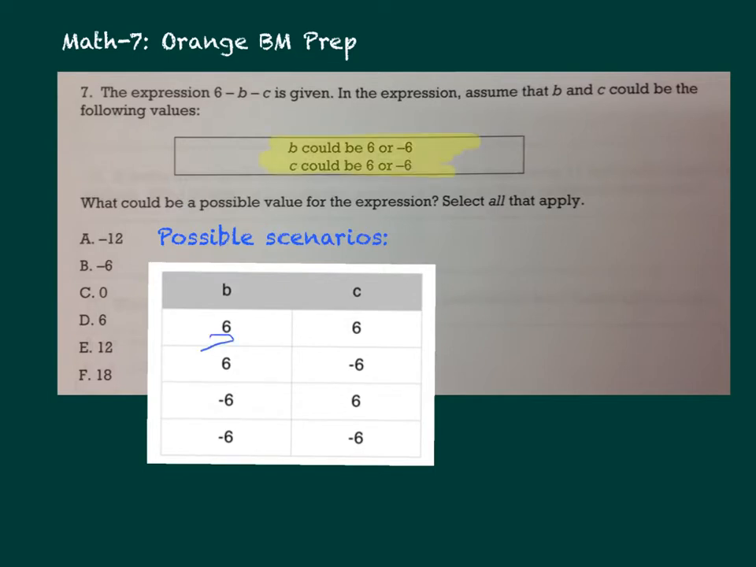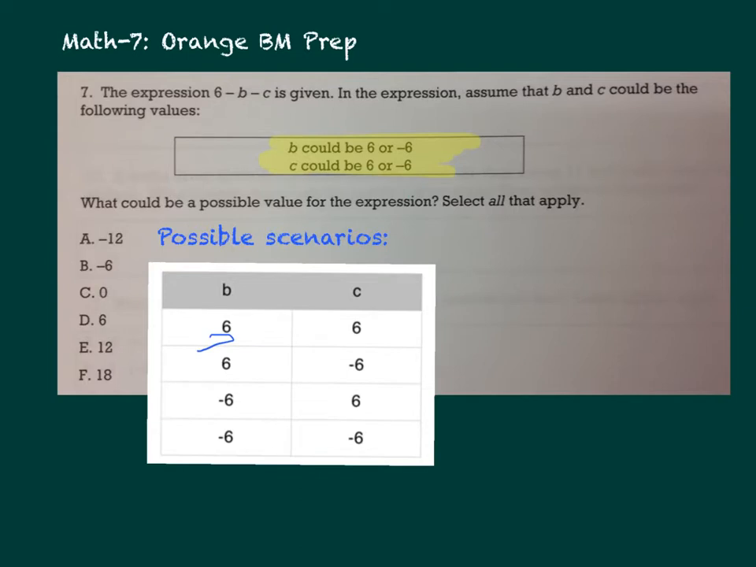Okay, so here you can see that I've listed the possible scenarios. So if b is 6, here in the box it says b could be 6 or negative 6. So if b is 6, c could be 6, and c can also be negative 6. And then if b is negative 6, then c can be positive 6 or negative 6. So you have 4 possible scenarios here, and we need to be very systematic to solve this problem.